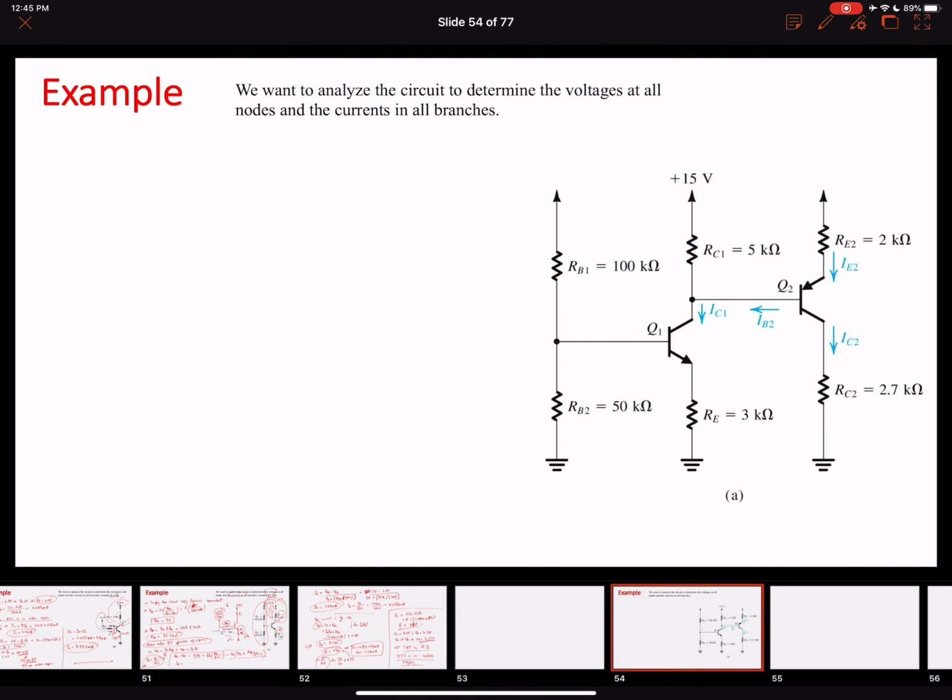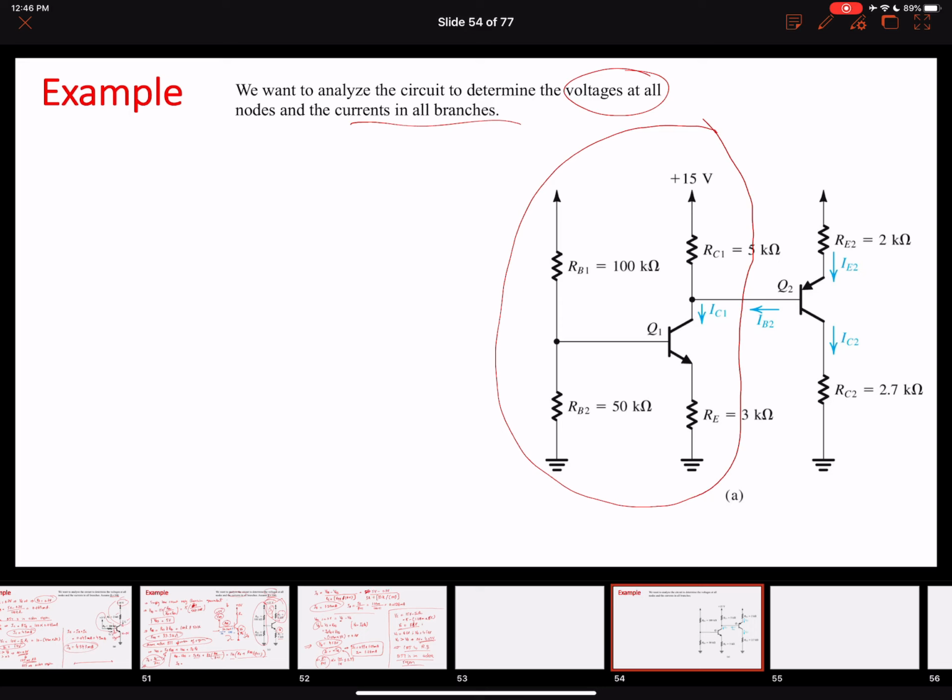So let's do one more example. Okay, so we have the circuit over here, and again we want to analyze the circuit and determine the node voltages and the branch currents. Now, if we look at the circuit, we kind of solved a portion of the circuit already in the last lecture, and I am more precisely talking about this portion of the circuit.